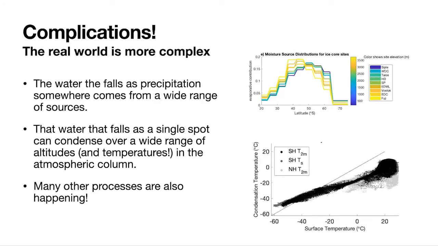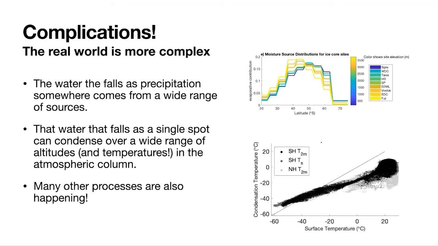Likewise, the water that falls as snow on Antarctica isn't condensing at one temperature necessarily, but could possibly be condensing all throughout the atmospheric column, which of course has a huge range of temperatures, and temperatures that vary over different time scales. And so there's a relationship between the temperature of condensation, what the water isotopes feel, and the actual surface temperature that we can measure. On the lower panel, you can see an estimate of that relationship from a model.